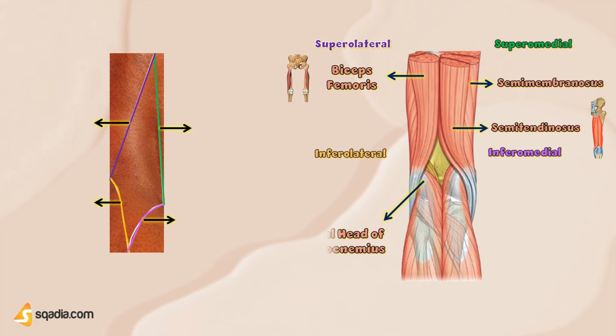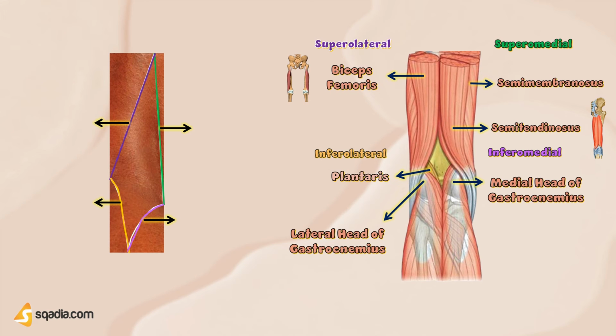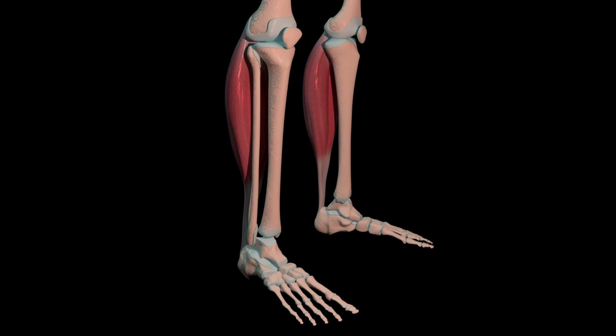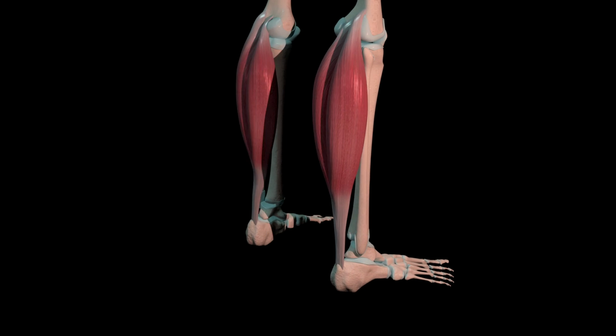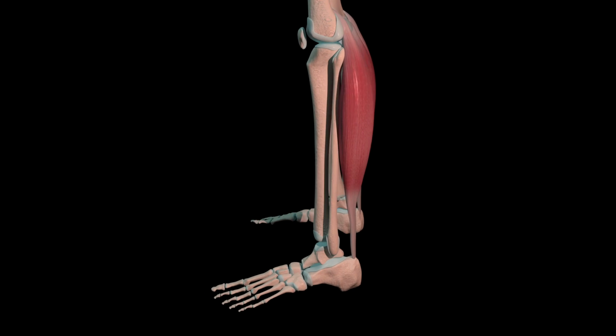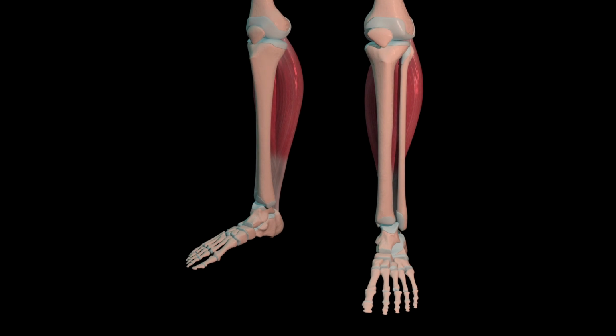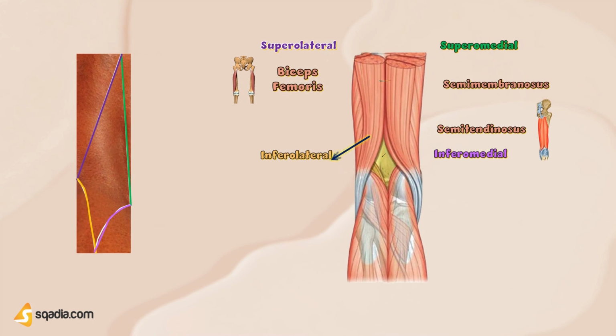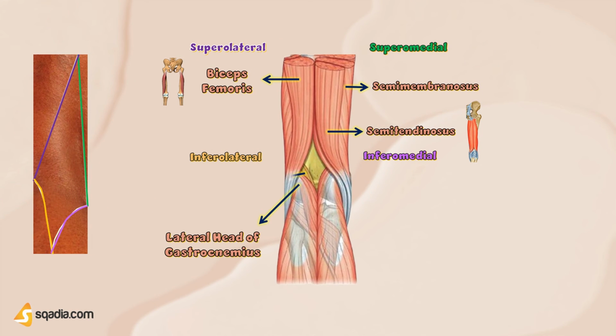Next up, we have the inferolateral and inferomedial boundaries. At the inferolateral aspect, the lateral head of the gastrocnemius supplemented by the plantaris is found, while at the inferomedial aspect, the medial head of the gastrocnemius is present. The gastrocnemius is a muscle located in the lower leg's posterior compartment. It is a two-headed muscle that originates from the rear surface of the femur and inserts into the calcaneus or heel bone of the foot. Here you see the four boundaries of the popliteal fossa.